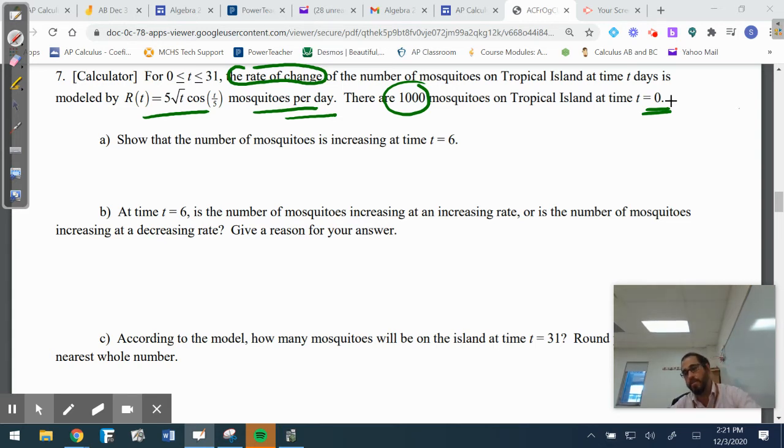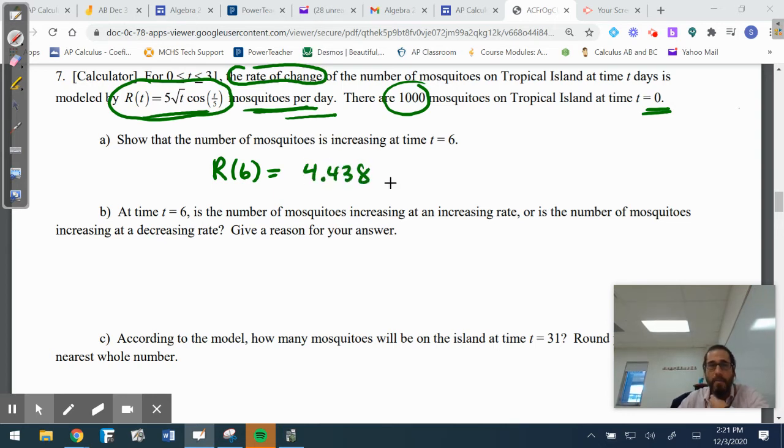Well, this can really mess with our heads, okay? Because the number of mosquitoes, right? Boom, number of mosquitoes. If I want to know if the number of mosquitoes is increasing or decreasing, I have to take the derivative of the number of mosquitoes. Guess what? This is already the derivative for the number of mosquitoes. So I just have to do R of 6. Look at my handy dandy answer guide here. R of 6 is equal to 4.438. And remember, that is mosquitoes per day. All right, and we should say that is the number of mosquitoes per day at time t equals 6.